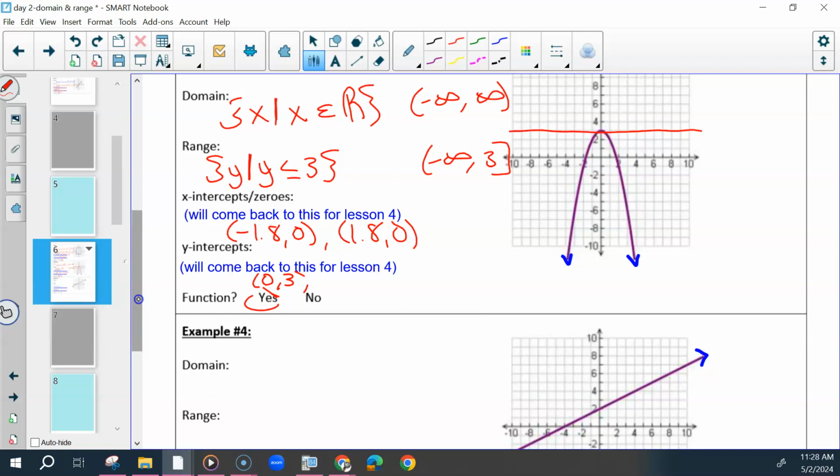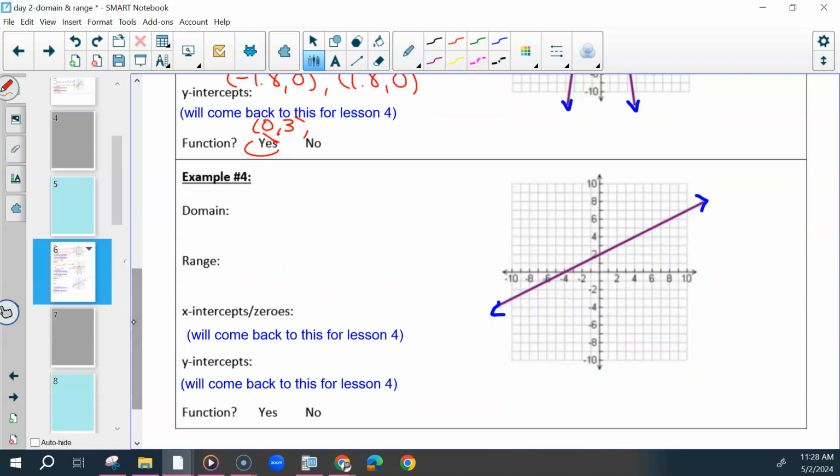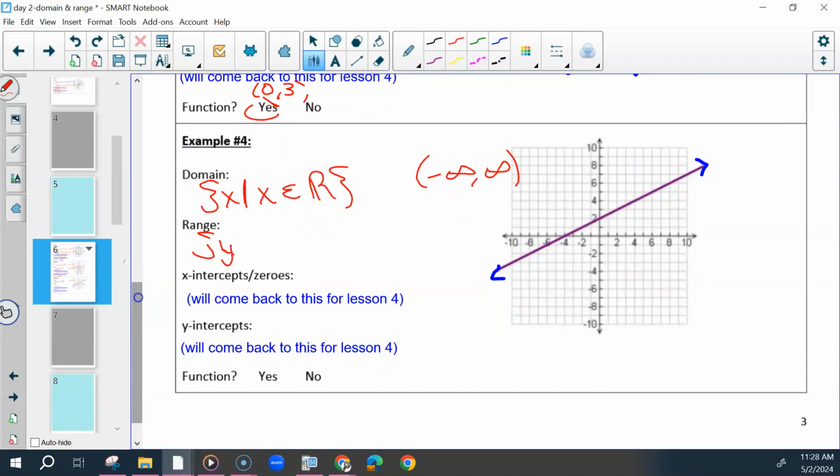Try the next one. So think about furthest left and furthest right. What would the domain of those be? So how would I write that in set notation? x, you could say element of R. Or in general, all real numbers. What about your range? y, vertical line, y, it's the same.